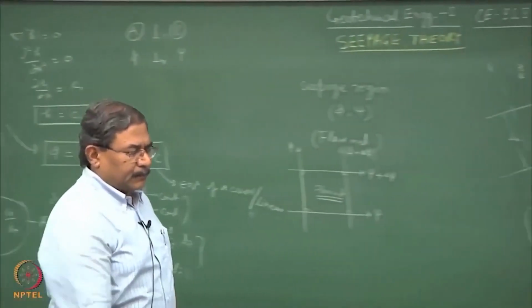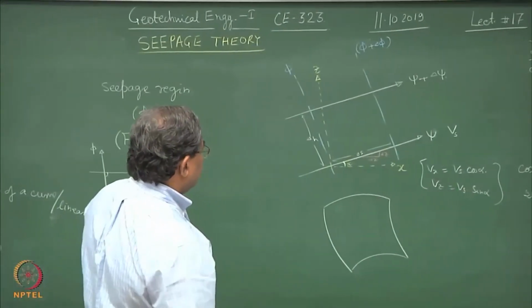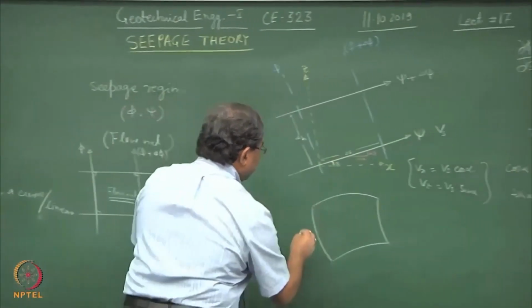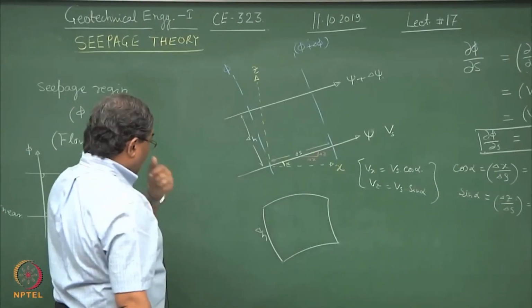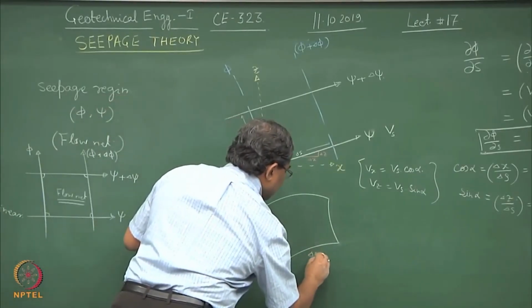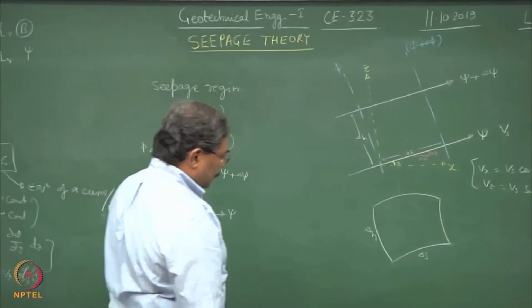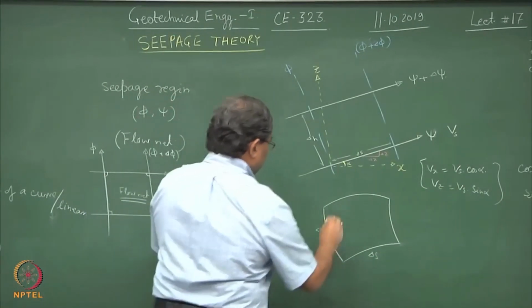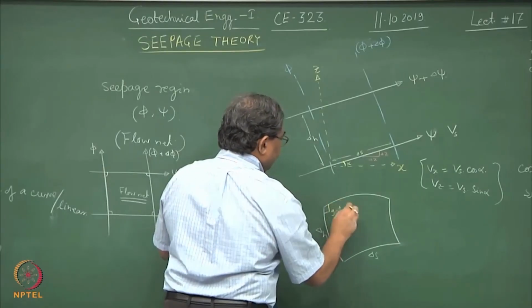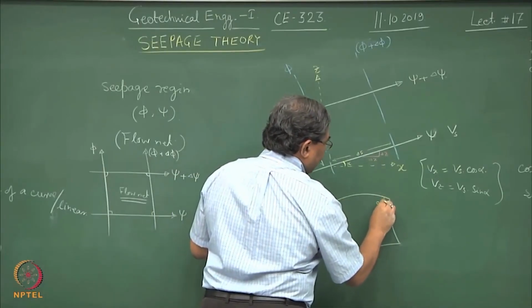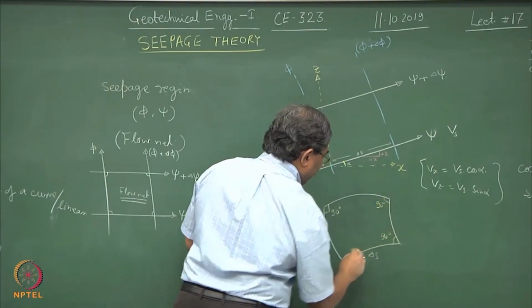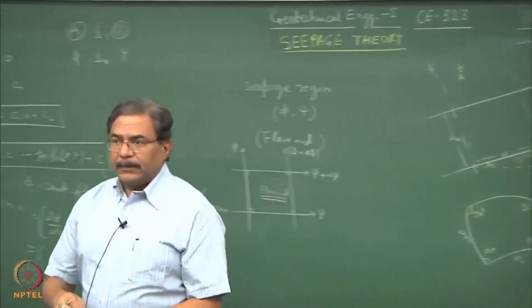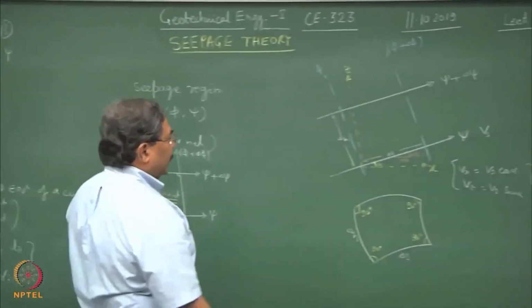Provided the delta s, okay. So, this becomes the delta n, the curved path, and this becomes the delta s. The condition of normality cannot be sacrificed. So, this is 90 degree, this is 90 degree, this is 90 degree, and this is 90 degree. So, this is a typical unit of the flow net.